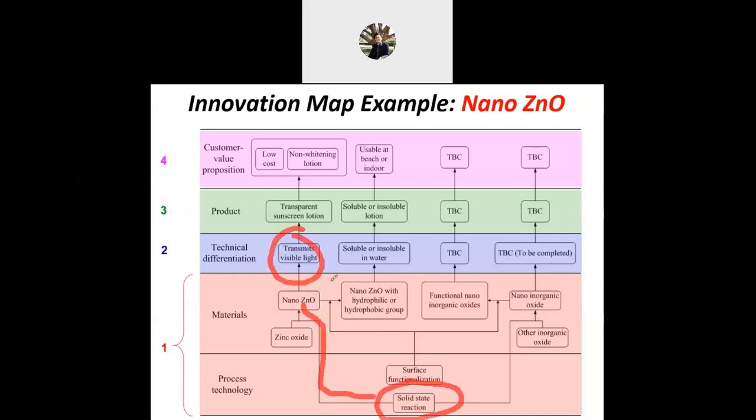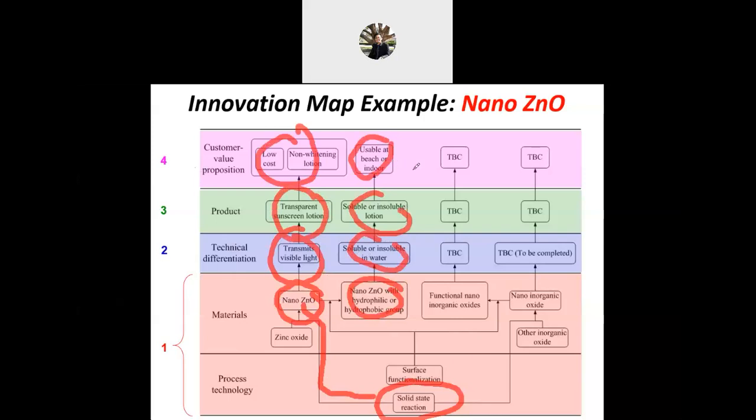And then we can use nano zinc oxide to produce the solid state reaction, to lead to the low cost and transparent sunscreen motion. This is the flow, from number one to number four. So the innovation map can also serve as a basis for product development to create the family of the product or technology platform. For example, this one, zinc oxide nanoparticles, by attaching the hydroxyl group, hydrophobic. It can be soluble or insoluble. If soluble, we cannot use it outdoors, at the beach. But insoluble, we can use. So this is the example.